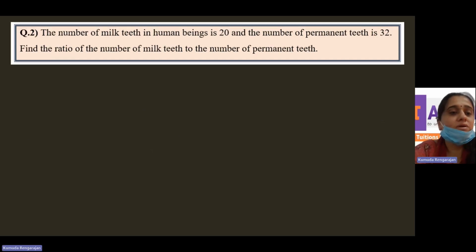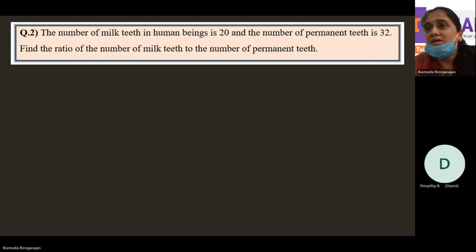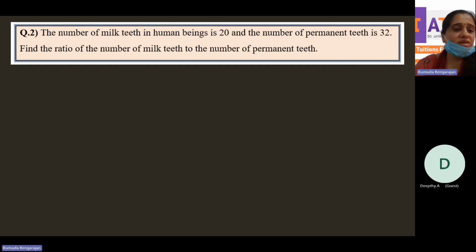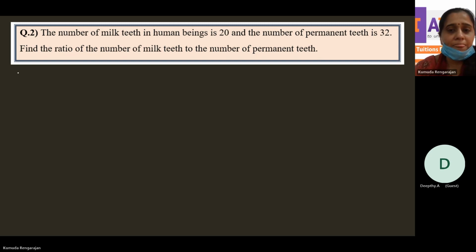Next one. Leave some space. From this one, you will have to catch up. The number of milk teeth in human beings is 20, and the number of permanent teeth is 32. Find the ratio of the number of milk teeth to the number of permanent teeth. Which one should come first? Number of milk teeth first, and then the number of permanent teeth, because that's the order in which the terms are mentioned. So you just say required ratio. Write down first, I'll write the steps also. Write down fast, children. Take down the question quickly.